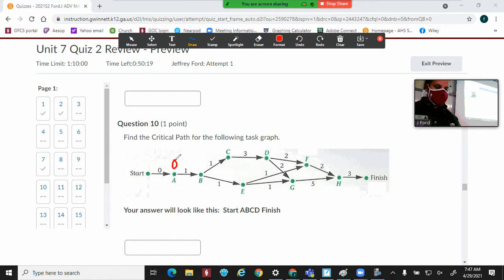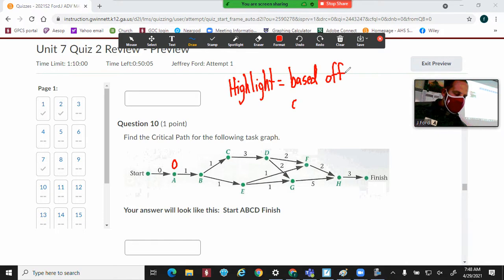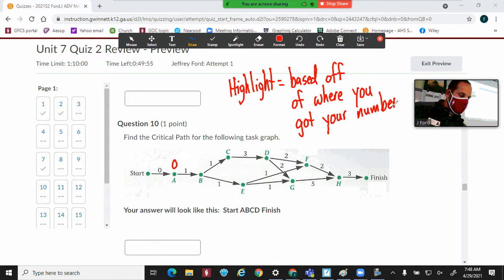First off, A will be 0 because start is pointing at 0. Now, the way you highlight, and let me write a little note up here: highlight based off of where you got your numbers. For example, if I asked you about A, I put a 0 on top of A. Where did that come from? You would say it came from start. So that's how you would highlight. You would highlight start to A. That's the first part of my critical path.